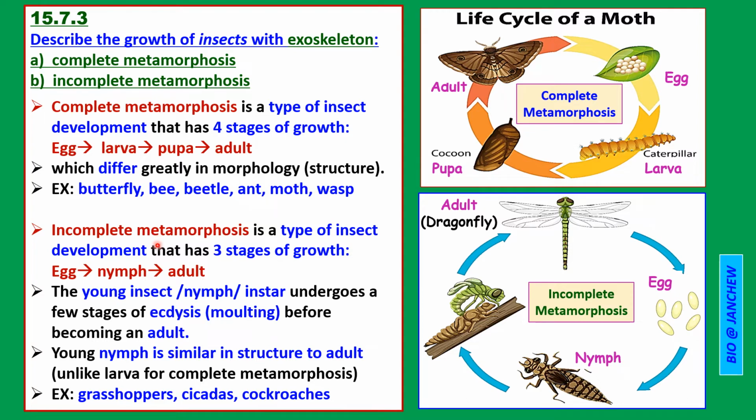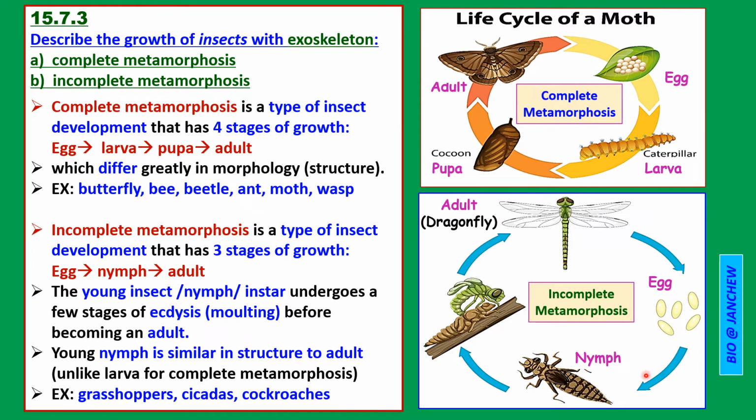How about incomplete metamorphosis? This is another type of insect development that has only 3 stages of growth: egg, nymph, and adult. No larva and pupa. So what is a nymph? A nymph is the young insect. Sometimes you call it the instar. And you can see here for the dragonfly, which carries out incomplete metamorphosis.